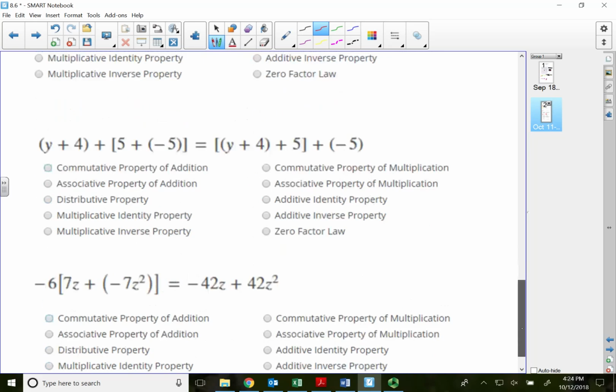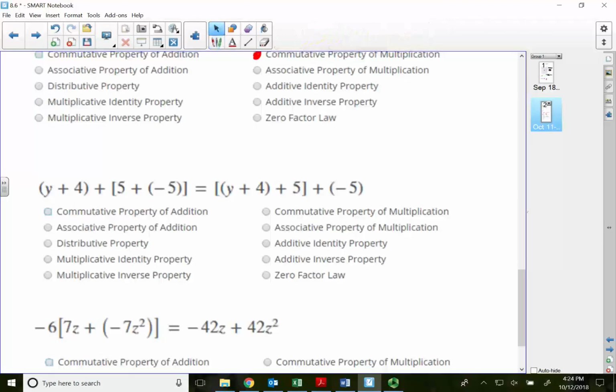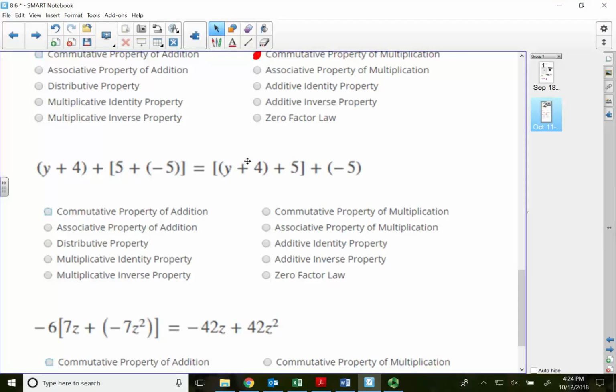This one is hard to see. This one is tough to see. There's so many variables everywhere. But what I'm going to do is identify the plus sign outside the parenthesis. So on the left side, I see y plus 4 is the first term because that's in front of the parenthesis. In the bracket, there's an addition sign. So in the bracket, the next term is positive 5. The last term is positive negative 5, or really just negative 5.